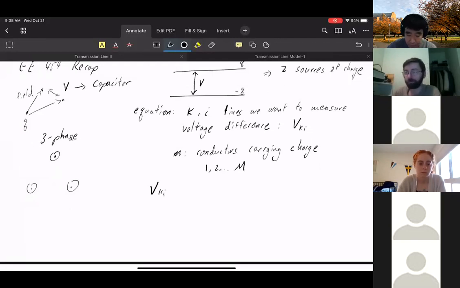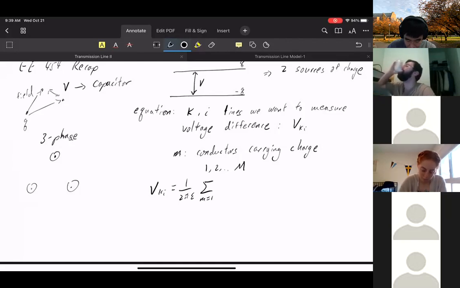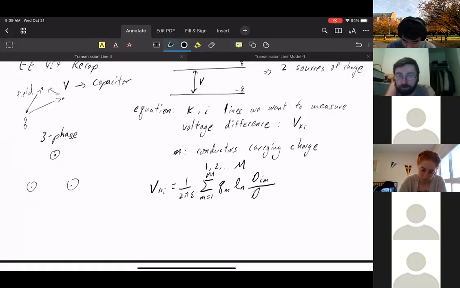So the total voltage between these two is 1 over 2 pi epsilon. This is the common factor we always have. We're going to sum over all the charge carrying conductors from 1 to capital M. Each of them carries some charge QM. And the impact on the voltage is the natural log of the distance from I to M over the distance from K to M.